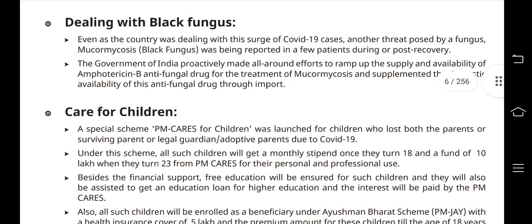Dealing with the black fungus. Even as the country was dealing with the surge of COVID-19 cases, another threat posed by a fungus, Mucormycosis or black fungus, was being reported in few patients during the post-recovery. The Government of India proactively made all-around efforts to ramp up the supply and availability of amphotericin B antifungal drug for the treatment of mucormycosis and supplemented the domestic availability of this antifungal drug through import.